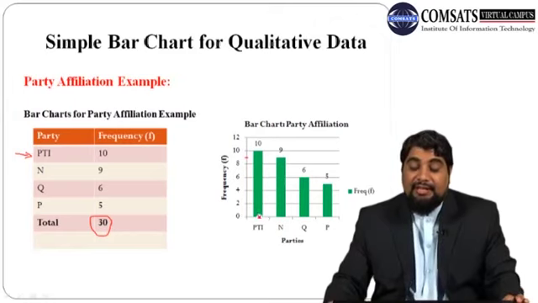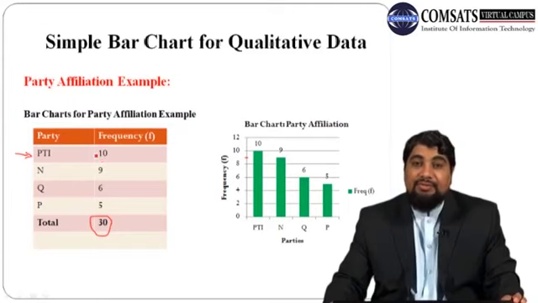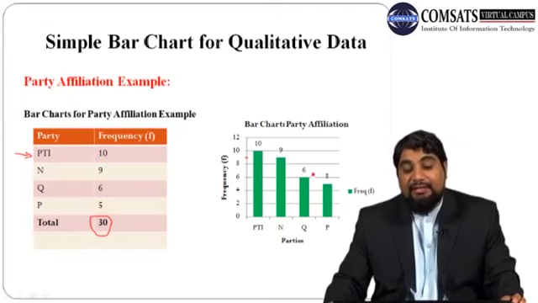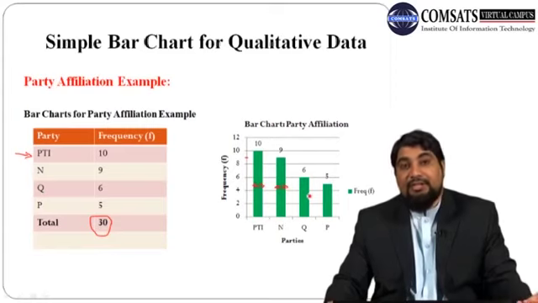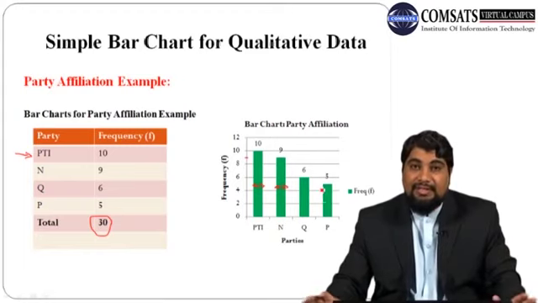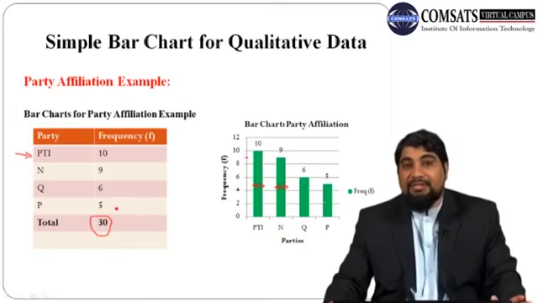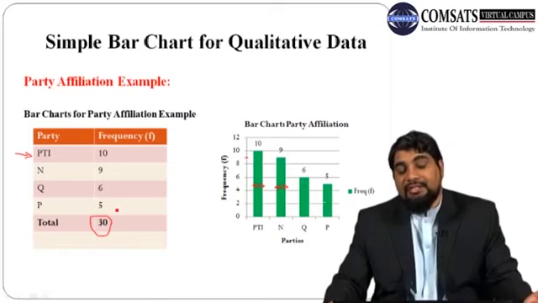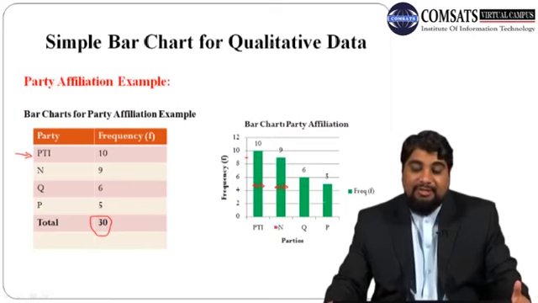And remember that the height is proportional to, height is equal to this frequency, and the width of this bar should be the same. So the width of the first bar should be the same as the width of the second bar, and the same rule applies for the third and fourth bar. So widths are the same, but the height is proportional to the frequency.